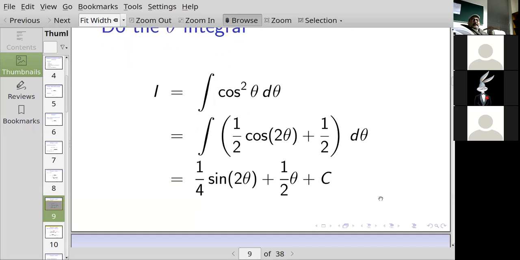Now, the integral of cos 2 theta is 1/2 sine of 2 theta. So this is 1/4 sine of 2 theta plus the integral of 1/2 with respect to theta, which is theta over 2 plus a constant. So is this okay so far?